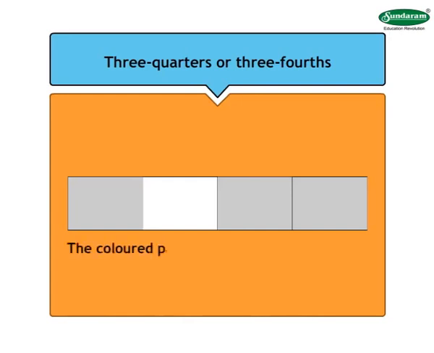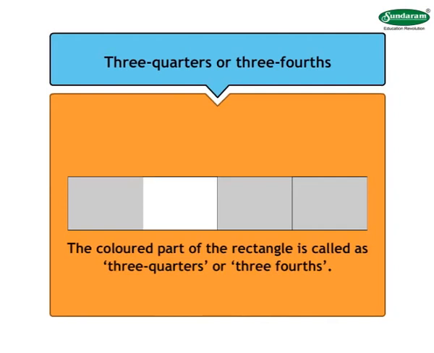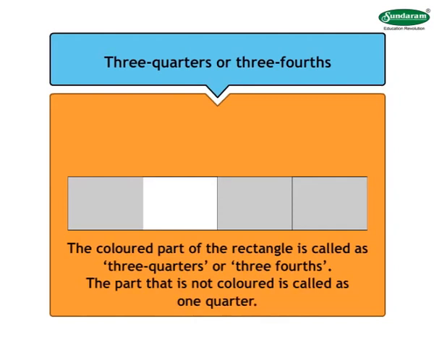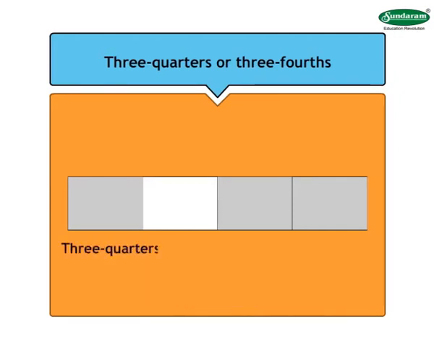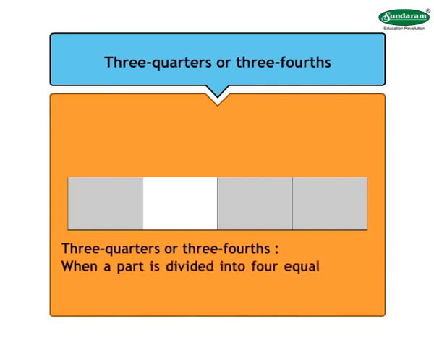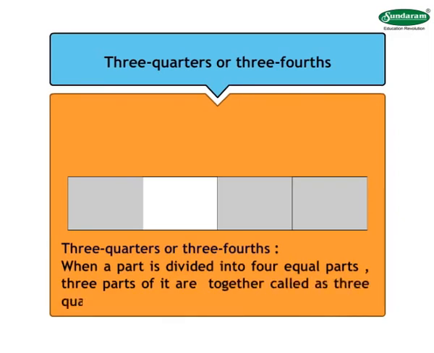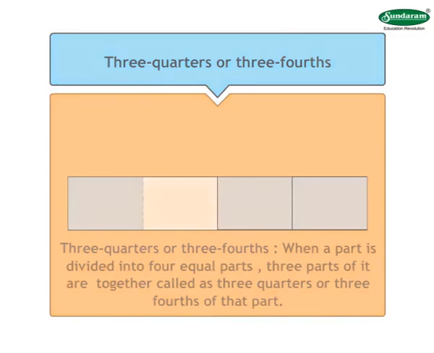Thus, the colored part of the rectangle is called 3/4. And the part that is not colored is called 1/4. Thus, from this we learnt that when a part is divided into 4 equal parts, 3 parts of it are together called 3/4 of that part.